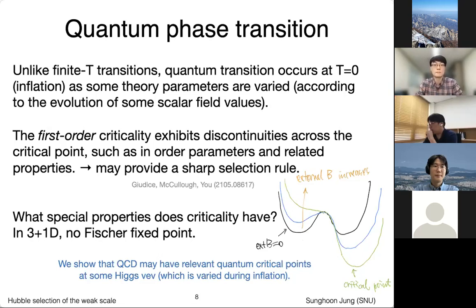So we're going to utilize a similar mechanism. And not all quantum phase transitions may be very useful, but first order quantum phase transitions will be useful because that exhibits discontinuities across the critical point, such as in the order parameters or some related properties. So discontinuity of some theory parameter or observables may provide a sharp selection rule. That's why first order quantum phase transition may be useful. Okay. And that's also one of the mechanisms that Judy Chen, McClellan, Yu in the recent paper utilized. Okay. And I'm gonna show that the QCD sector may contain relevant quantum critical points at some Higgs VEV.